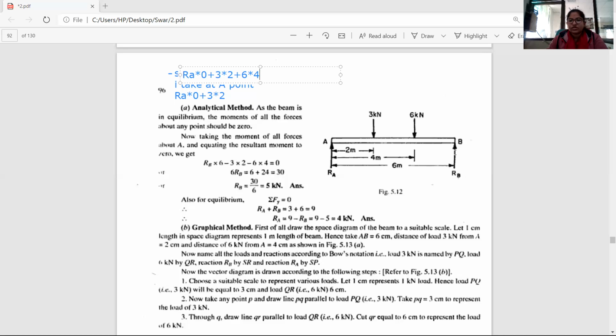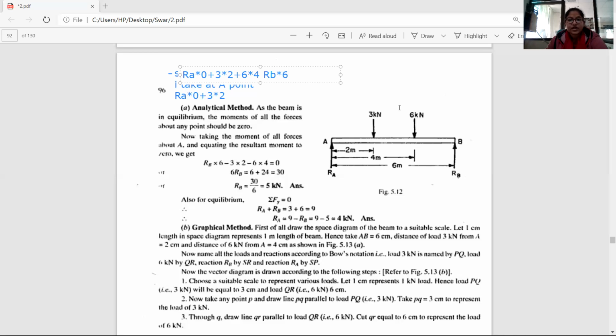Now talk about this RB. This reaction RB is multiplied by 6, because we don't know the magnitude of RB right now, so I take it as RB. The distance between this point and this support is 6 meters, so I take it as RB multiplied by 6.